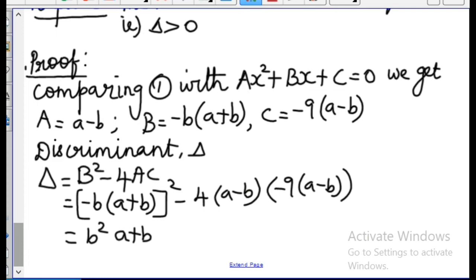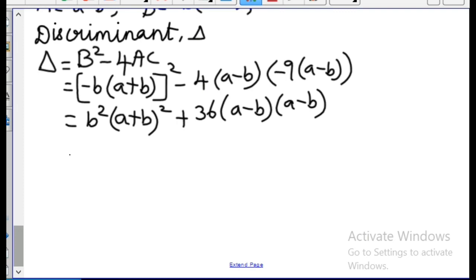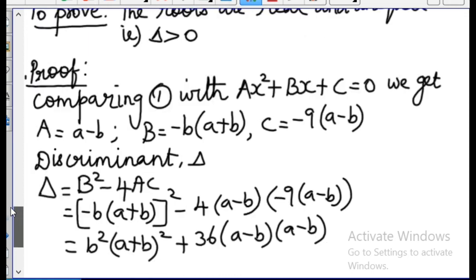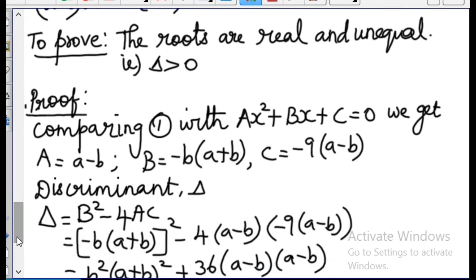Minus into minus it will become plus. So my b square into a plus b whole square minus, here before the number 9 you are having a negative sign, minus into 9, minus it will become plus. 9 4s are 36. 36 into a minus b into a minus b, that is equal to, this is not b, this is 6.